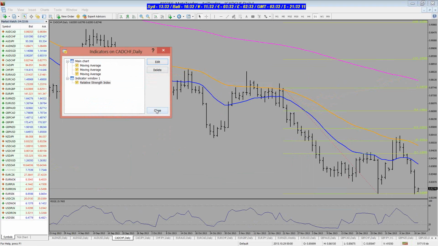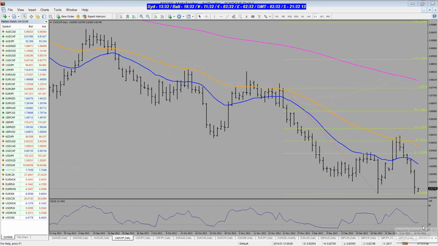Yeah, it's not yet oversold. There's still some room on the downside there. But yes, taking profit could be a brilliant idea.